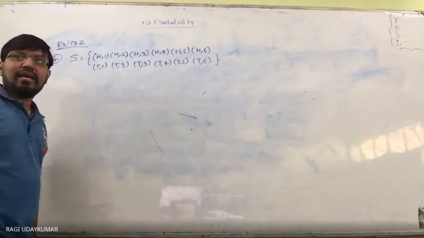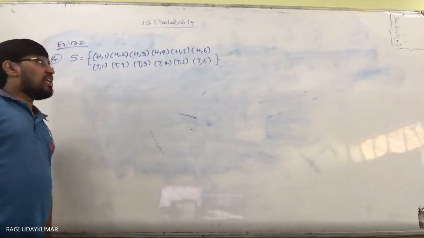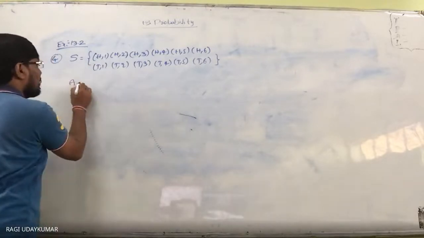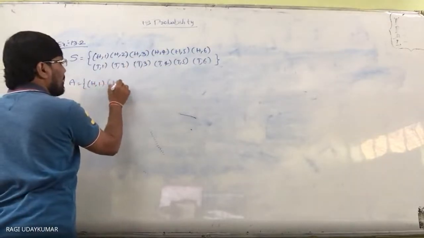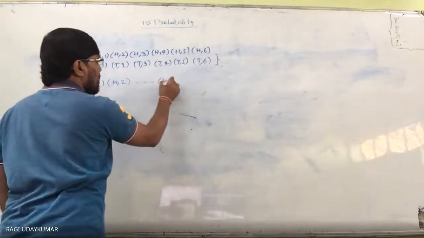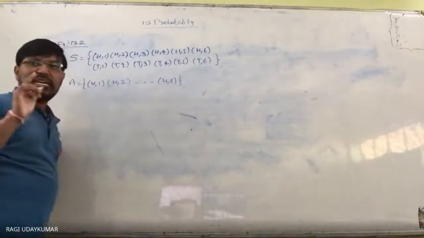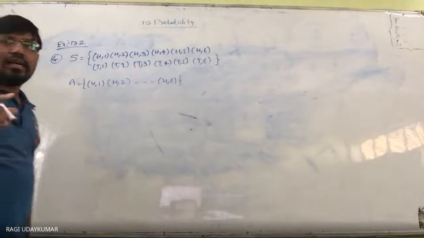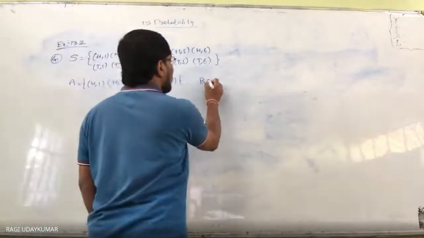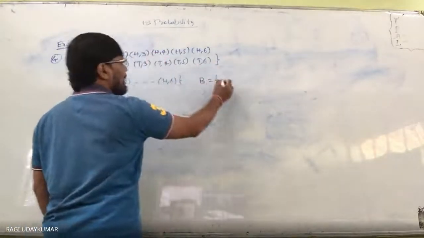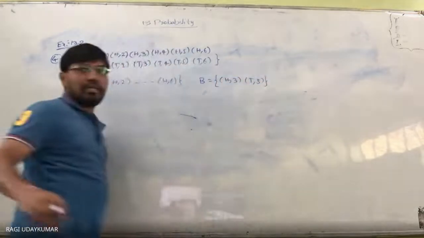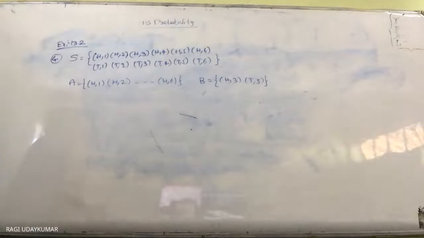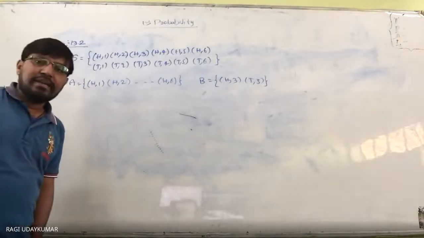A is an event that head appears on the coin. Head appears on the coin means A is H comma 1 up to H comma 6. And B is an event that 3 appears on the die. 3 on a die is nothing but H comma 3, T comma 3. Two events here, and the question is asking whether A and B are independent events or not.